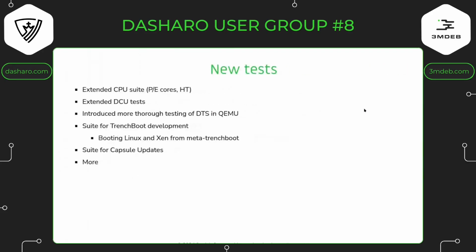What kind of recent improvements have we made? We're adding new tests each month, basically. So if we're introducing new features like CPU P-cores configuration or hyper-threading configuration, that was also added to the test suite. We are introducing new tools like DCU, so we also need to cover that with tests. DTS was mentioned by Daniel. We did some more work in TrenchBoot lately, so that's also covered here: we boot Linux Xen with meta TrenchBoot images and just check some basic stuff. We've been developing capsule updates, as was mentioned by Piotr, so we also have tests for that.